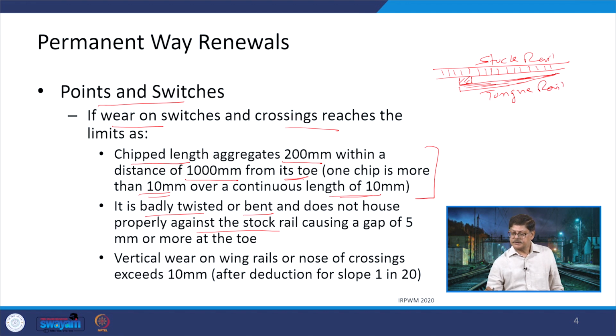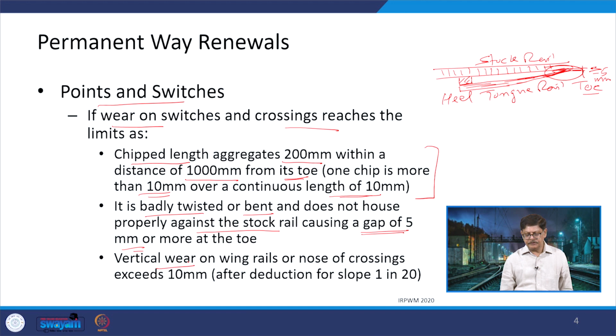Now, what we are talking about is when this tongue rail comes and touches the stock rail, how it is getting fit in here. So, it says that if it is badly twisted or bent or does not house properly against the stock rail, causing a gap of 5 mm or more at the toe. This is the heel and on this side is the toe. So, here if this gap comes out to be equal to or greater than 5 mm, then again we have to go for a renewal.